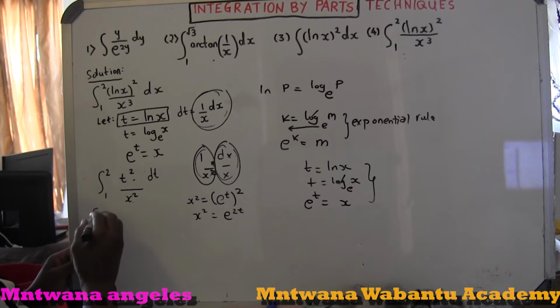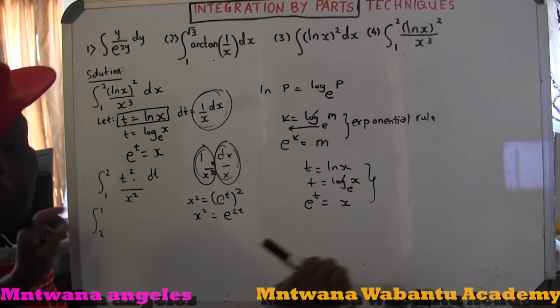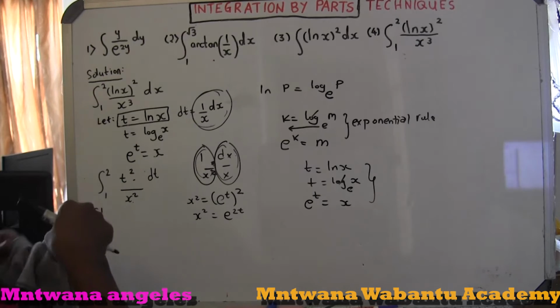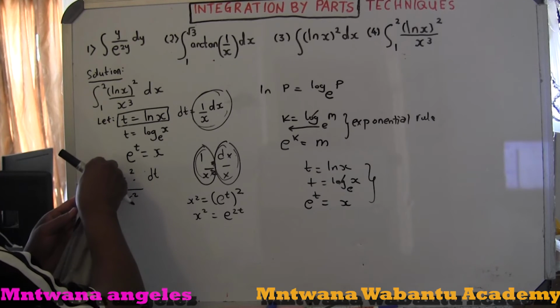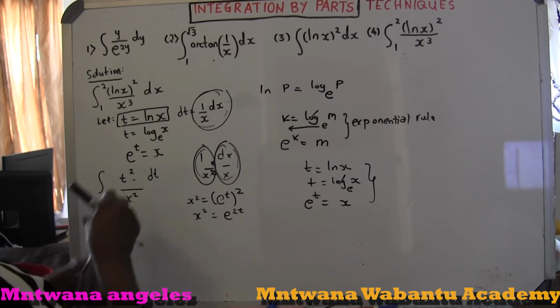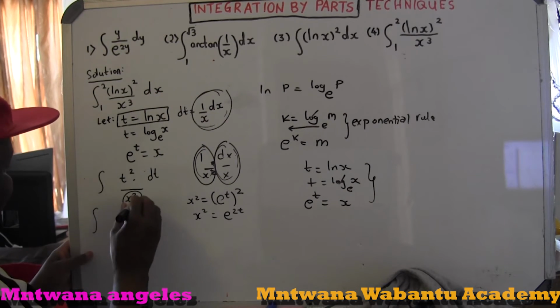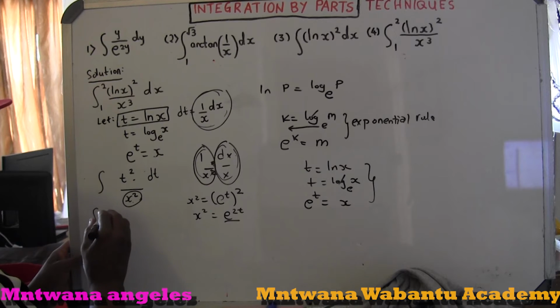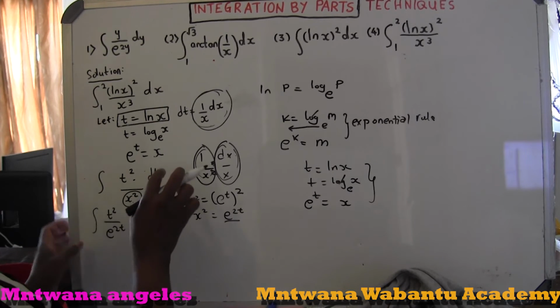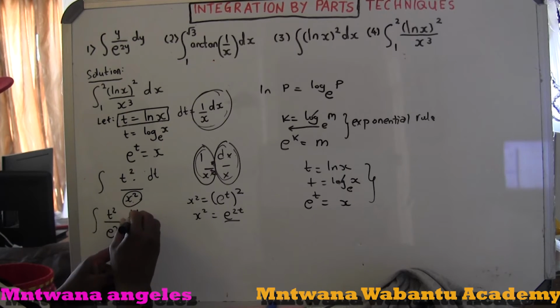So say integral from 1 to 2. Now this limit, remember, is the limit of x, not of t. So for now, let me leave the limits, I'll substitute later. So instead of x squared, I'm going to say e to the 2t. So it's going to be 2 squared, and this is going to be e to t, and then dt.